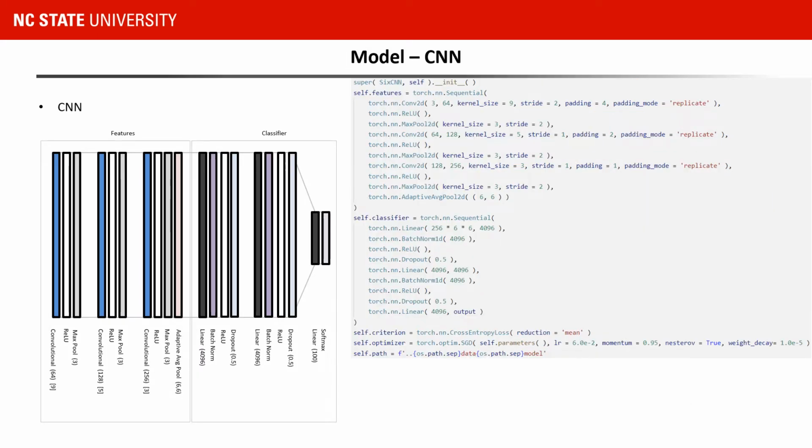Our CNN model. Feature extraction has 3 convolutional layers, each followed by ReLU activation and max pool with an adaptive average pool. The classifier has 3 fully connected linear layers, each hidden layer followed by batch normalization, ReLU activation, and dropout, and the output, reduced by resource constraints, followed by softmax activation.